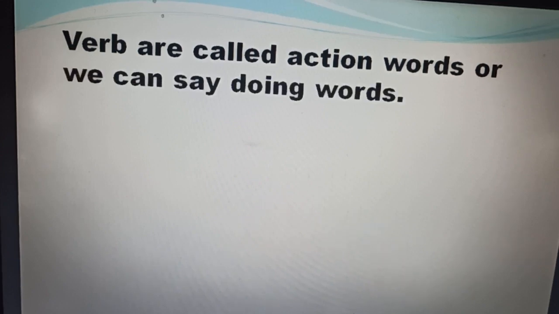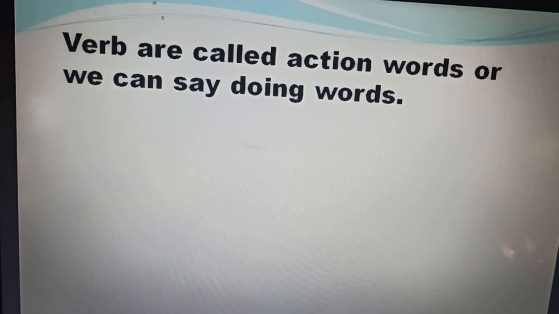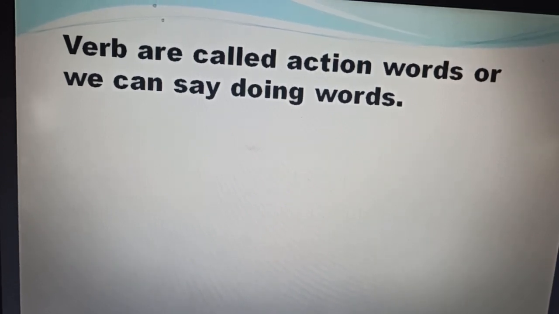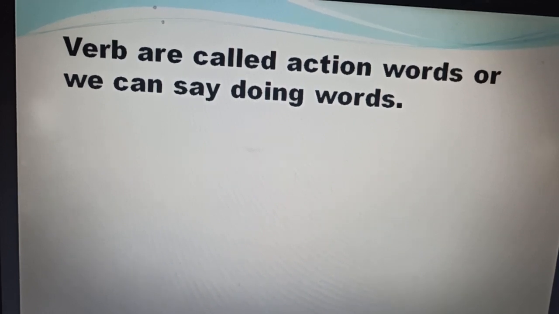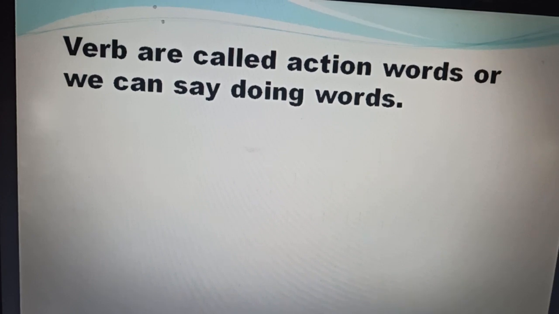Verbs are called action words. Now in this slide I am going to tell you about verbs, and verbs are action words or doing words. I have already told you, whatever action is performed or action is visible to you in a sentence, that is verb.